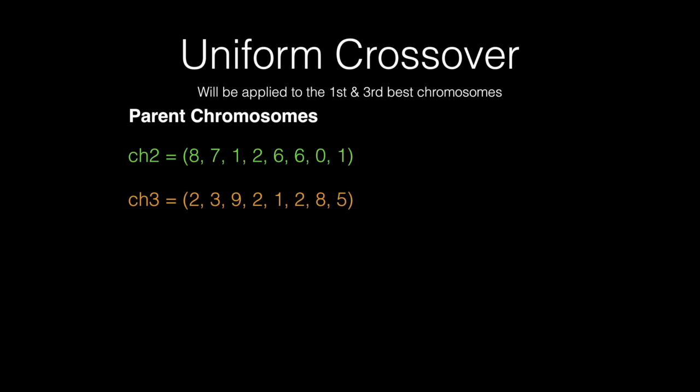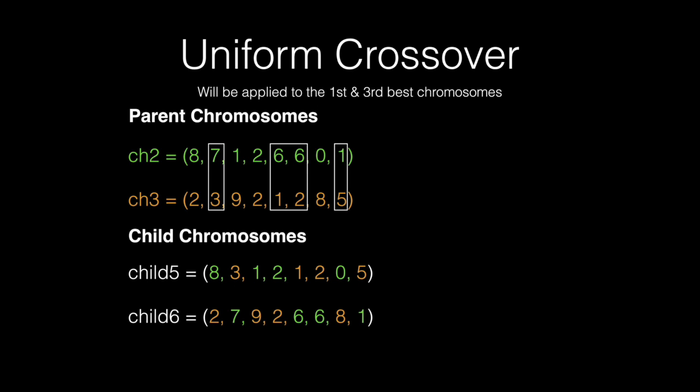And for the final type of crossover, which is uniform crossover, we'll be using the first and third best chromosomes. Chromosome 2 with a fitness of 23, and chromosome 3 with a fitness of -16. Uniform crossover takes random points and swaps genes at those points, so if we swap these points, we'll get these 2 child chromosomes.